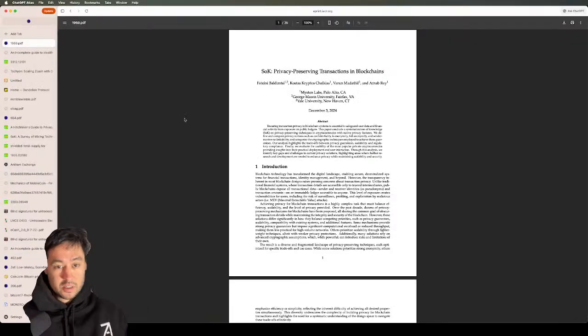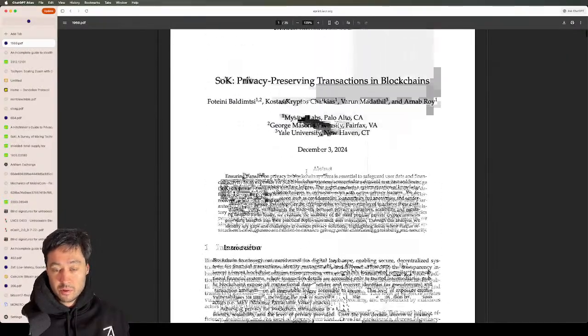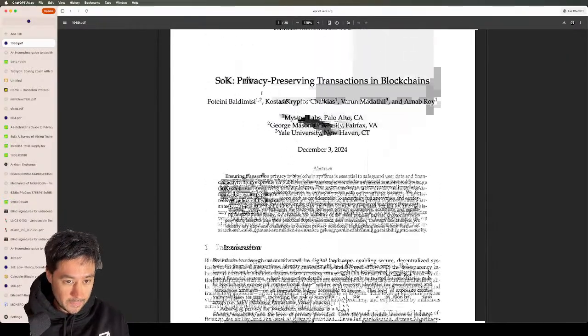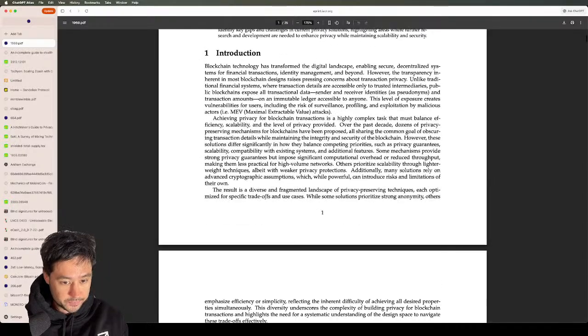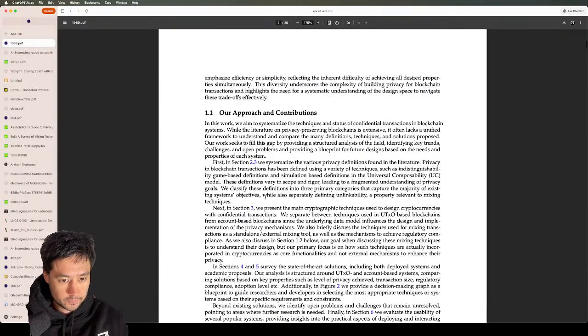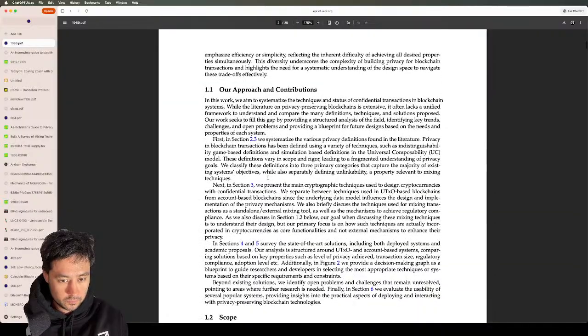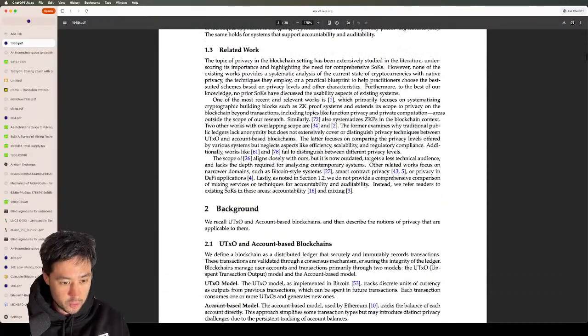All right. Okay, let's go back to this and let's try and speedrun this one because I've already lost so much time. It's already 3 p.m. where I am. All right. SoK, privacy preserving transactions in blockchain. Various privacy definitions. All right, let's jump.